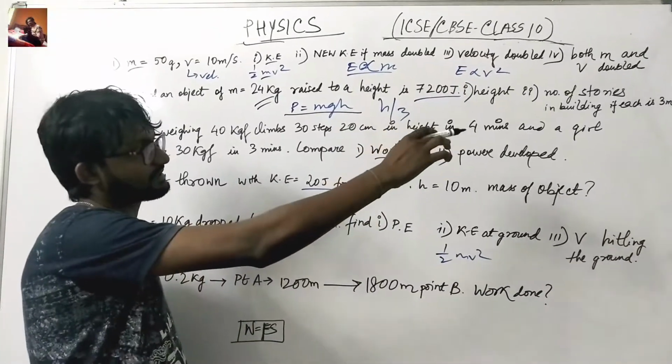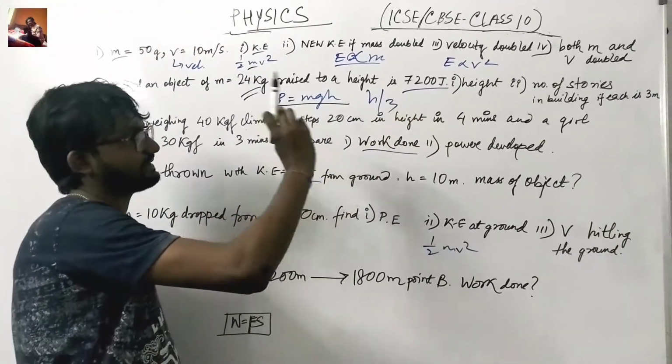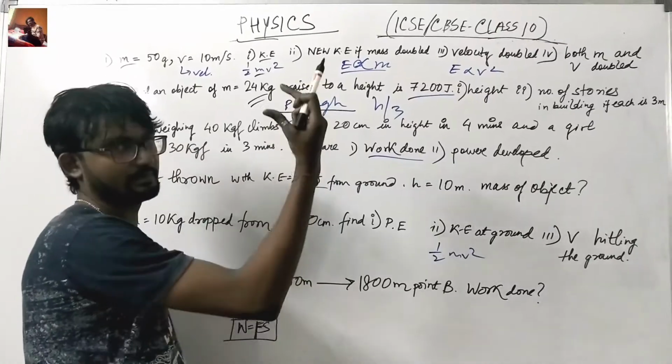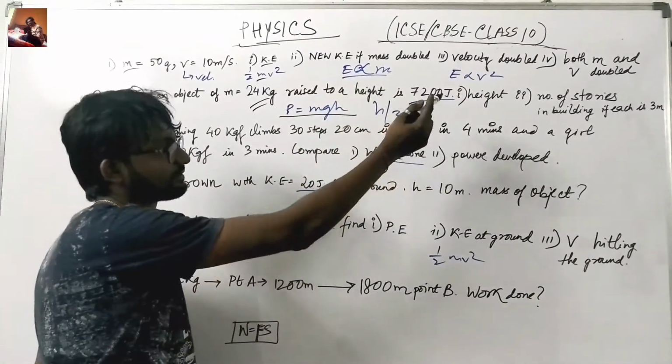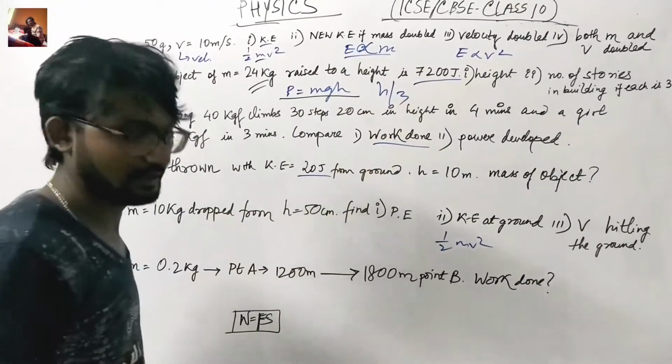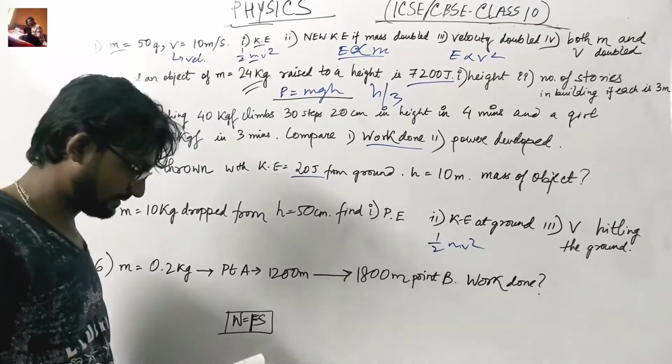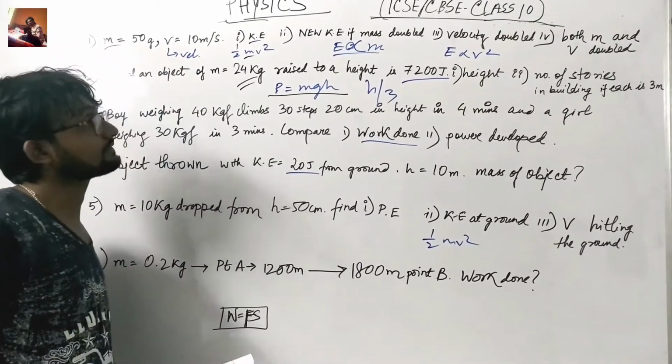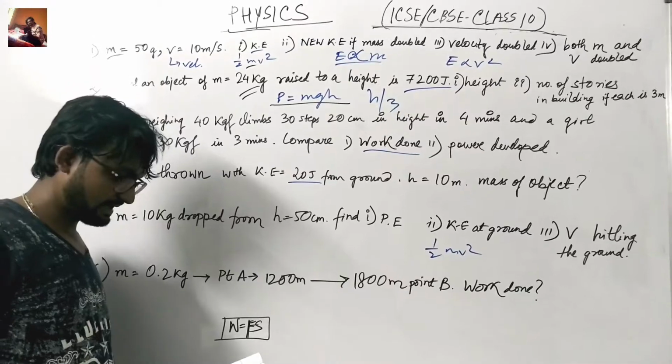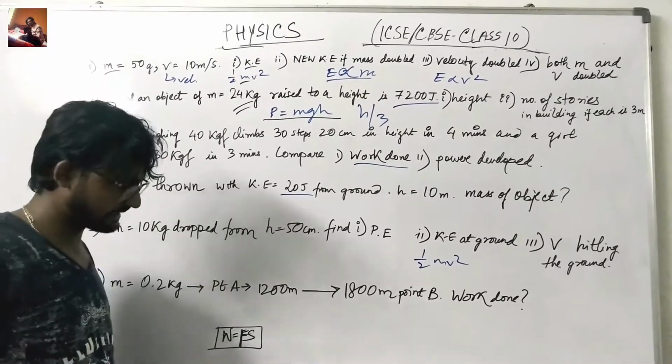And for the number of stories in the building, if each story is 3 meter, once you get the total height, you can divide it and find the second. So I will tell you the answer. The first answer will be 30 meter, and the second part answer will be 10 meter.